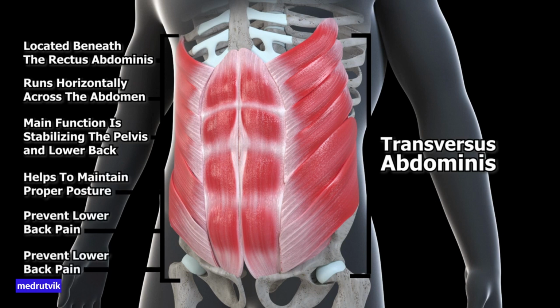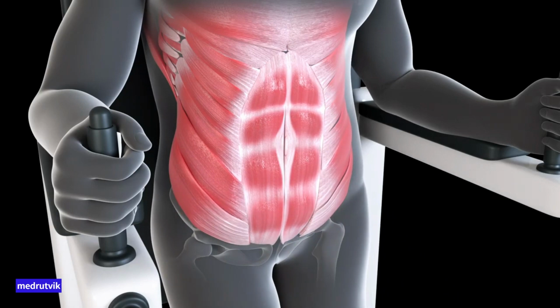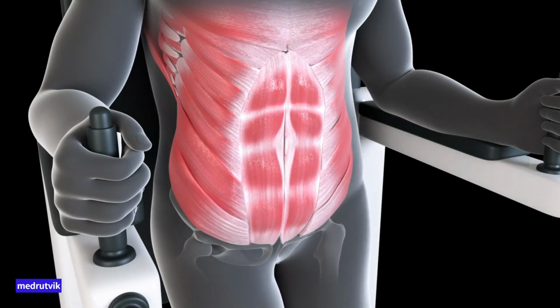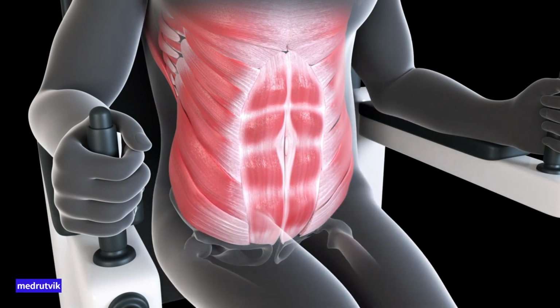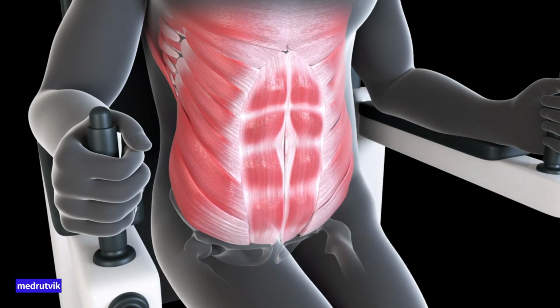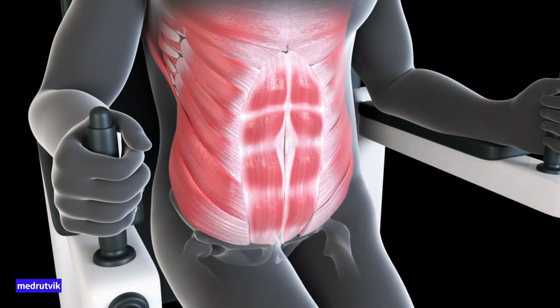In addition to stabilizing the spine, the transversus abdominis also supports the internal organs, particularly during movements that involve increased intra-abdominal pressure, such as coughing or lifting. This muscle also contributes to proper posture and breathing by helping to maintain the natural curvature of the spine and reducing pressure on the diaphragm.